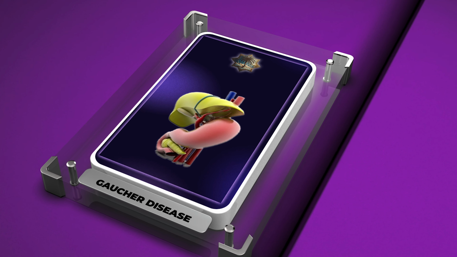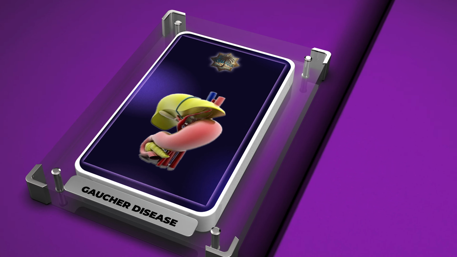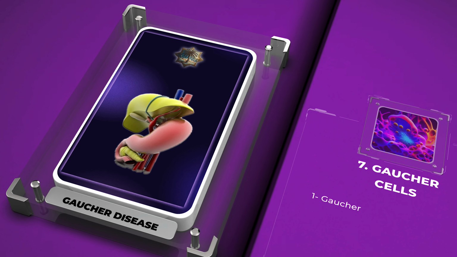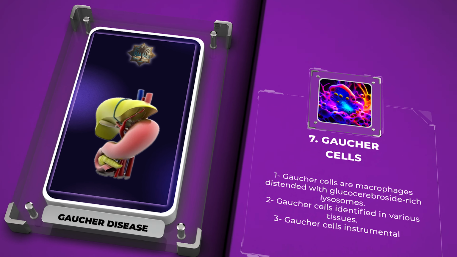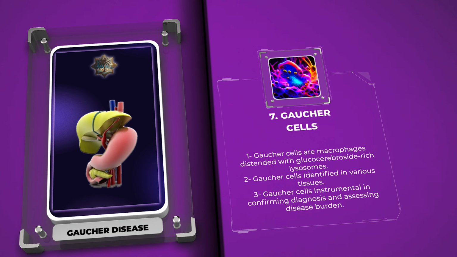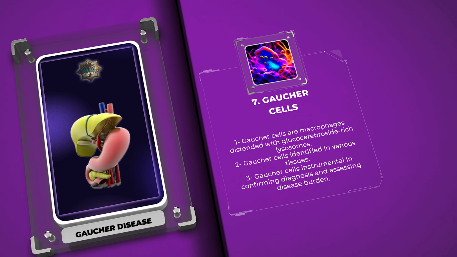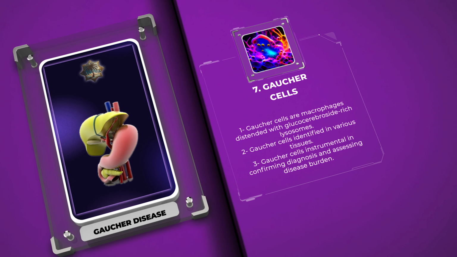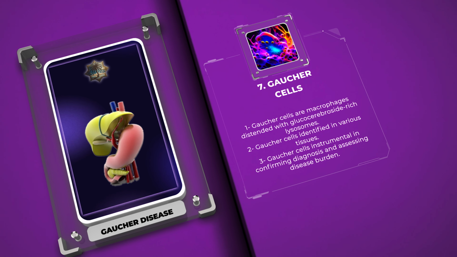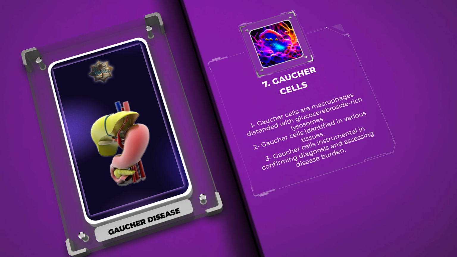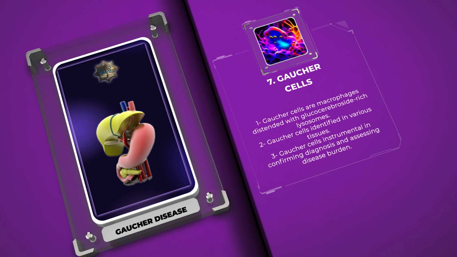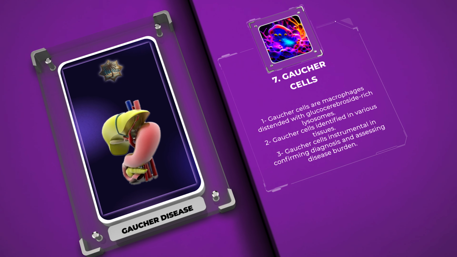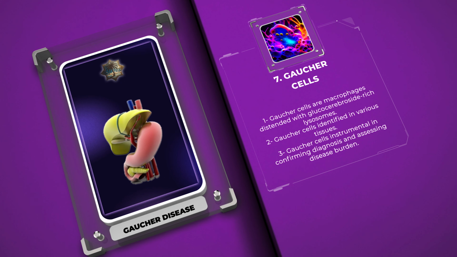Gaucher cells, the pathognomonic cells of Gaucher disease, are macrophages distended with glucocerebroside-rich lysosomes. These characteristic cells can be identified in various tissues, including the spleen, liver, bone marrow, and lymph nodes. The identification of Gaucher cells through histological examination or high-resolution imaging techniques, such as magnetic resonance imaging, MRI, is instrumental in confirming the diagnosis and assessing disease burden.